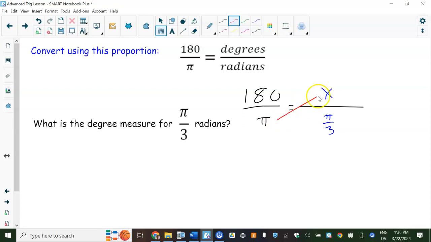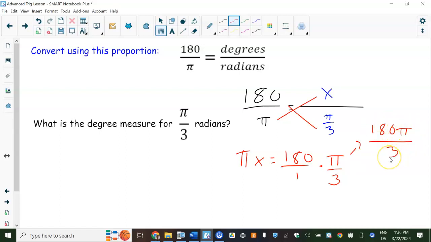Right, so what the steps look like is pi times x has to equal 180 times pi over 3. And so I'm just going to clean up this right-hand side here. If we multiply the numerators, multiply the denominators, that's how you multiply two fractions. And then 180 over 3 is 60. So that side cleans up to 60 pi. Okay, so that gives us pi x equals 60 pi.